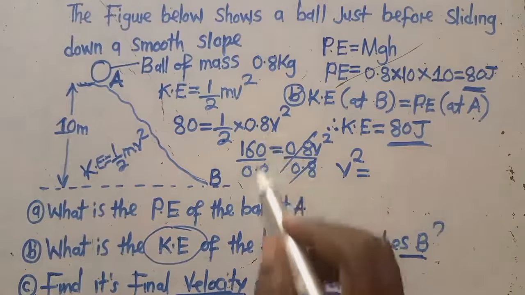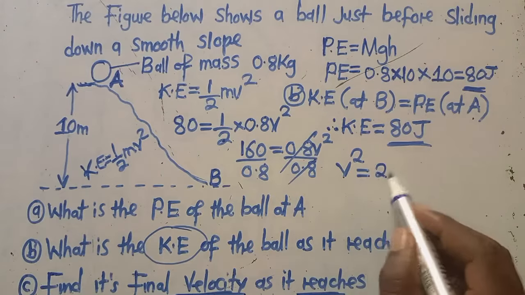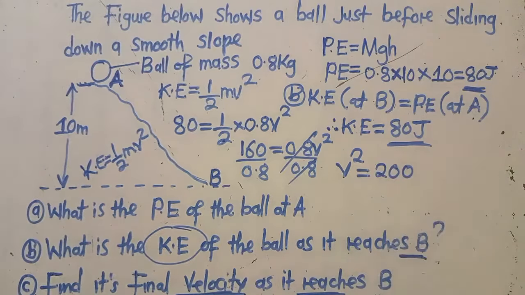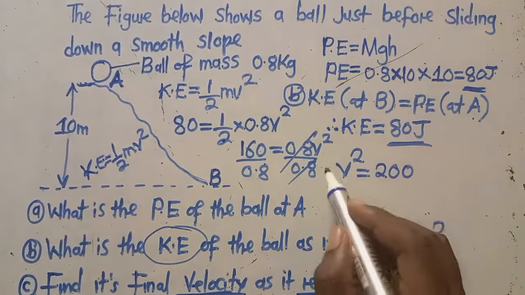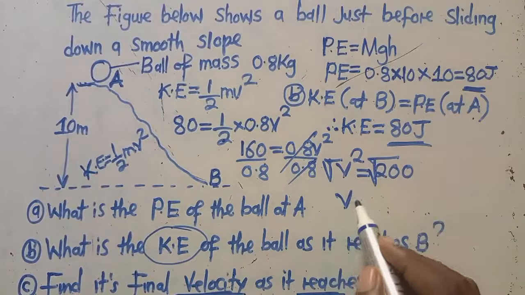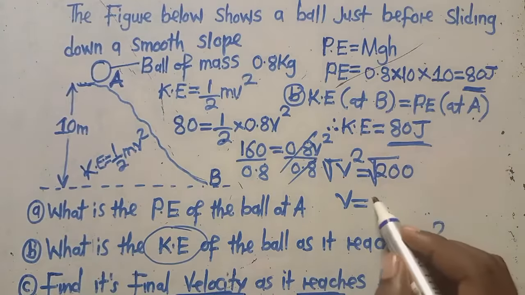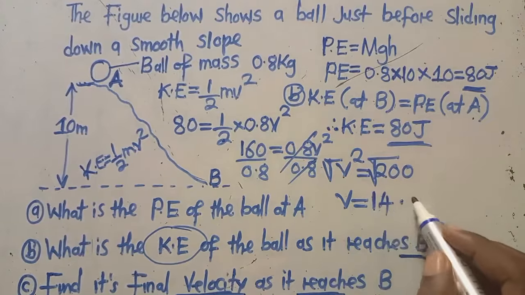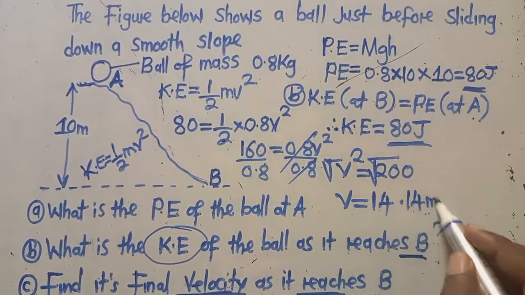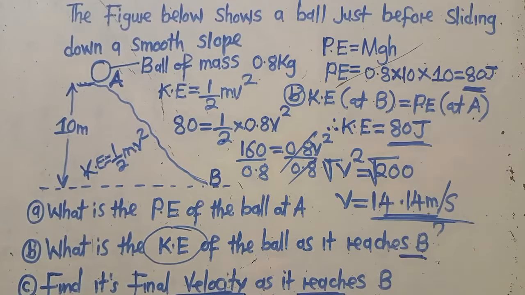So kindly confirm with me, 160 divided by 0.8. The answer that I'm finding is 200. Kindly confirm with me, maybe I made some mistakes. Here I introduce the square root. Velocity is now equal to the square root of 200, which is 14.14 meters per second. This is its final velocity.